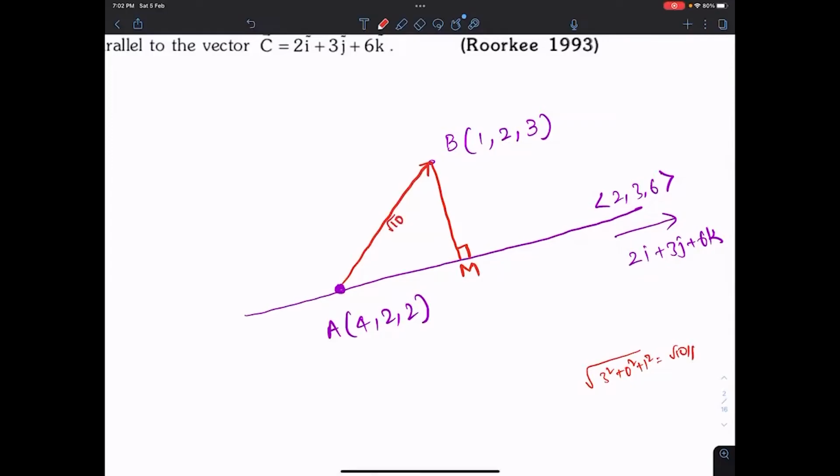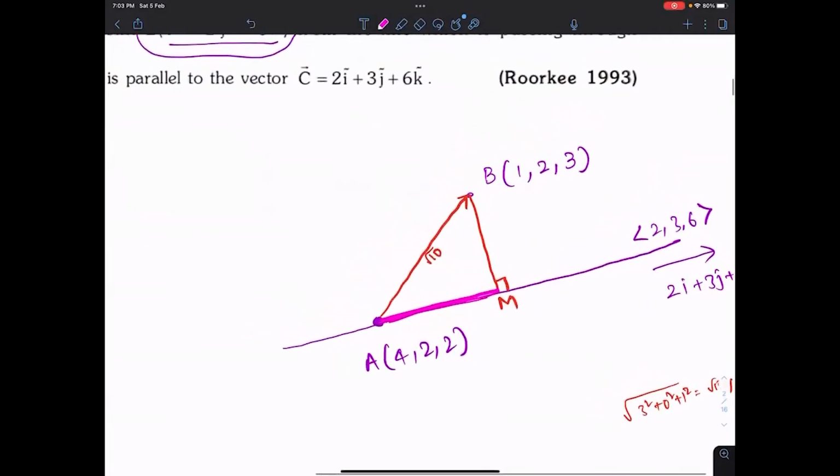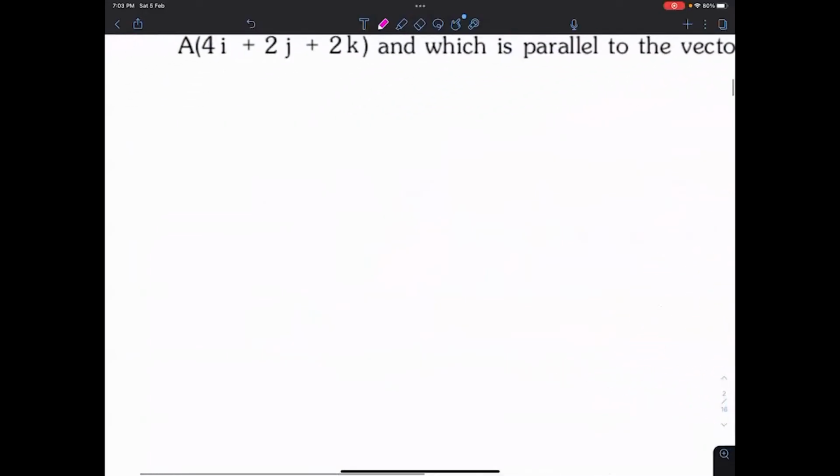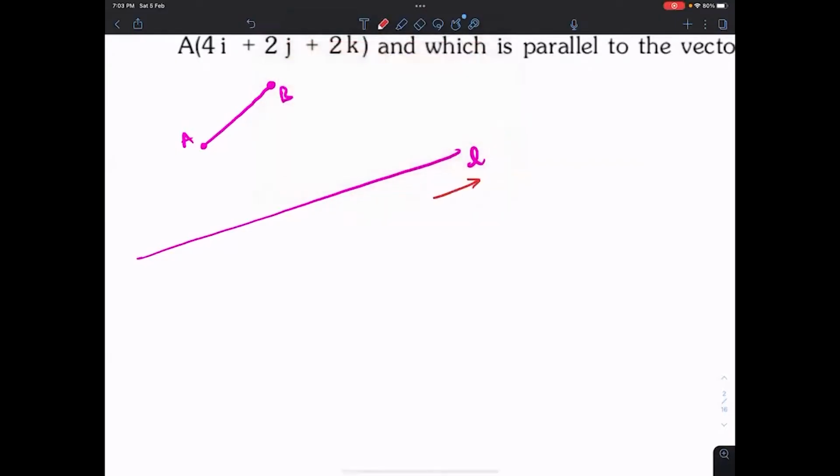If I know the length of AM, then I will get BM by the Pythagoras theorem only. Now this is what I am asking, guys. What is AM? AM is nothing but, actually you guys should understand the meaning of projection. What is meant by projection: projection of AB on a line L, which is in some direction D bar. Projection of this line segment on a line whose direction is D bar.